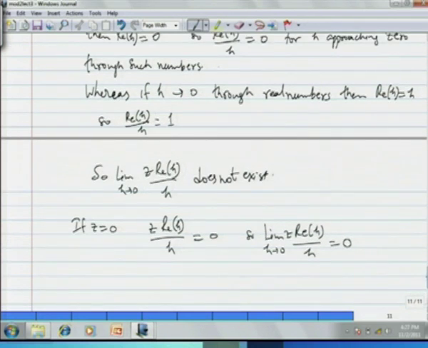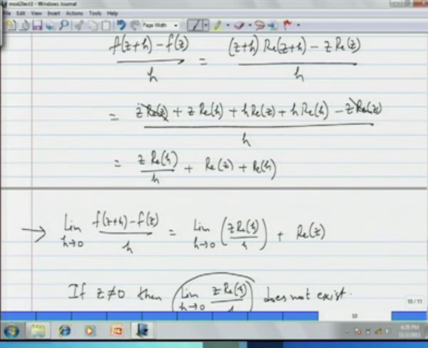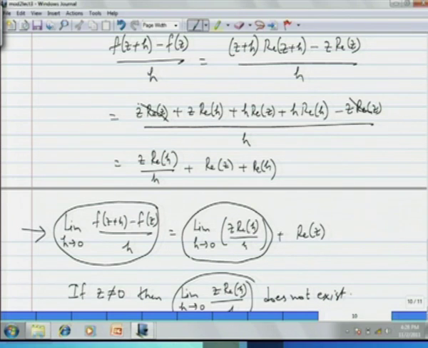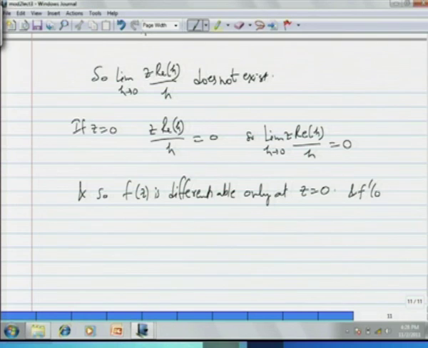So, let us go back, allow me to go back a little bit, and look at the difference quotient here. You see that the limit as h goes to 0 of this difference quotient boils down to this limit we have been examining, plus real part of z. And we showed that this limit exists only when z is equal to 0. So, when z is equal to 0, this function f of z is differentiable, and when z is not equal to 0, this limit does not exist, and so the function is not differentiable. So, let me conclude that f of z is differentiable only at z equals 0. And we know that f prime of 0 is 0.